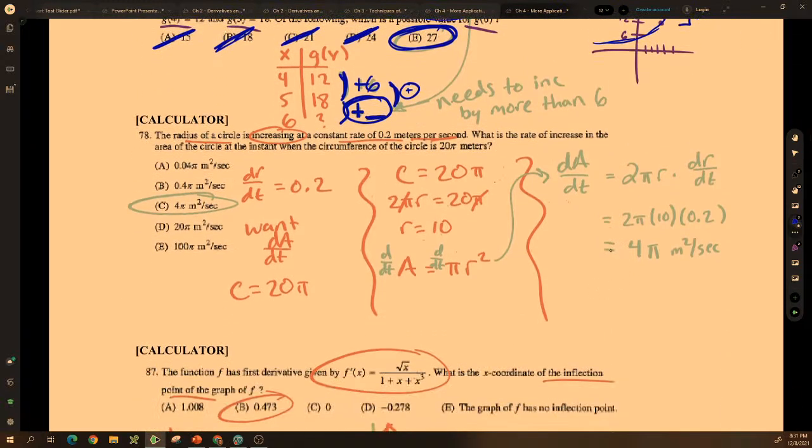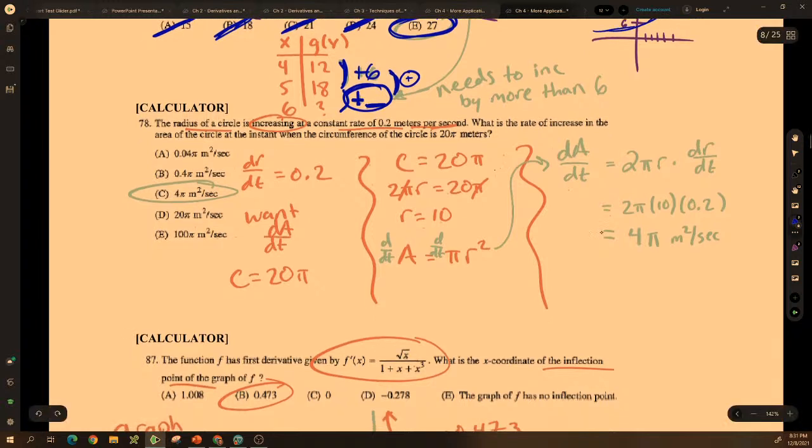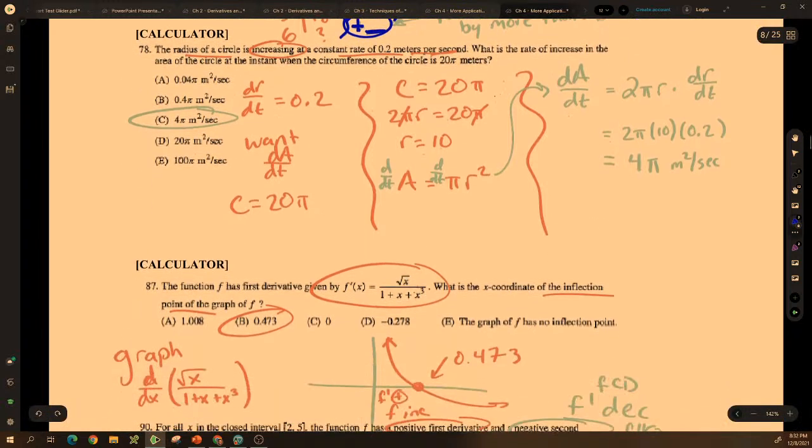All right, so 78, it says calculator question. I honestly did this one without a calculator. But a calculator I think would help you be a little more comfortable with the decimals. So they give us the radius of a circle, and then we see the word increasing, and we also see the word rate, and we also see these units. All 3 of those should tell me that this matches with dr dt. So dr dt is 0.2.